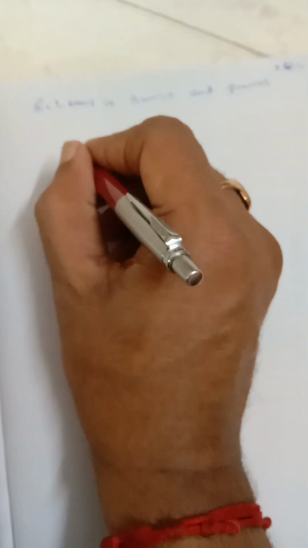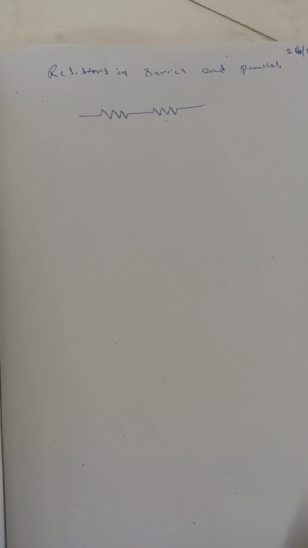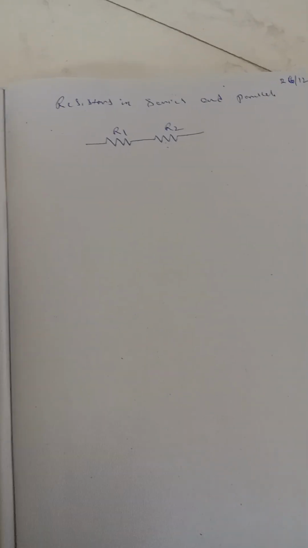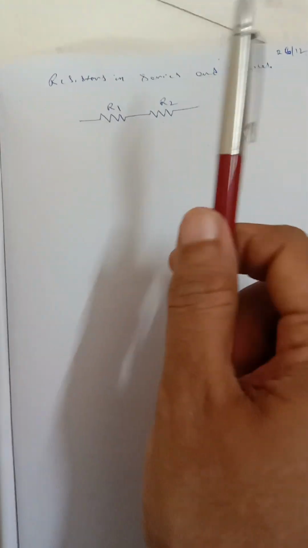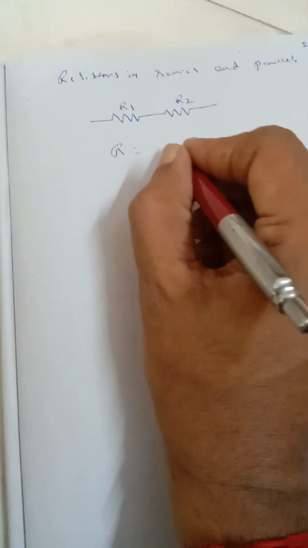Resistors in series combination means they will be connected end to end like this. Suppose this is the R1 resistor, this is the R2 resistor. This is called series combination. In this series combination, the equivalent resistance of these two resistors will add up. That means the equivalent resistance R is equal to R1 plus R2.